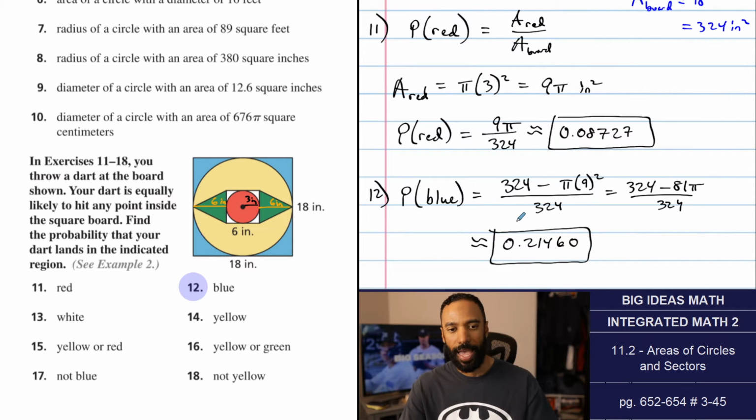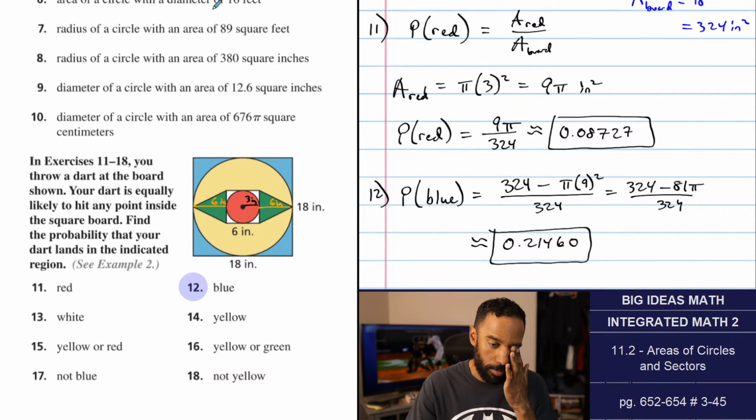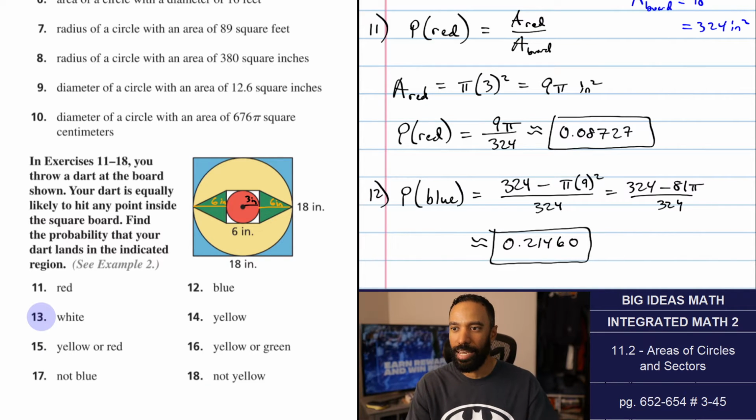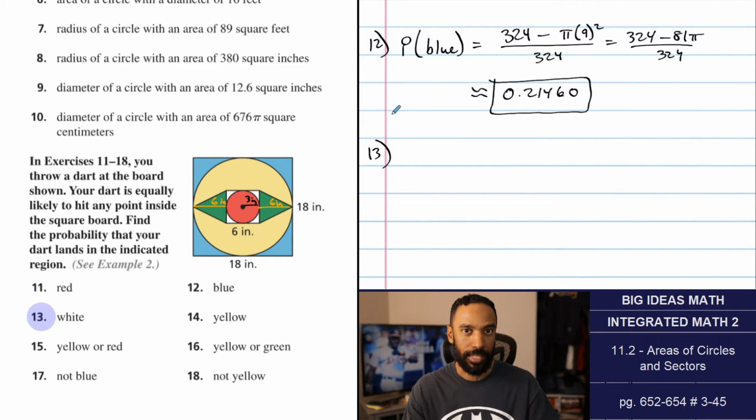So again, we took out the yellow circle's region and we're left with just that blue part, and that's the probability as a whole. Number 13, probability of white. The white is just inside of that red region. Now, we're still dividing it by the entire thing, but we don't subtract it from the whole thing.